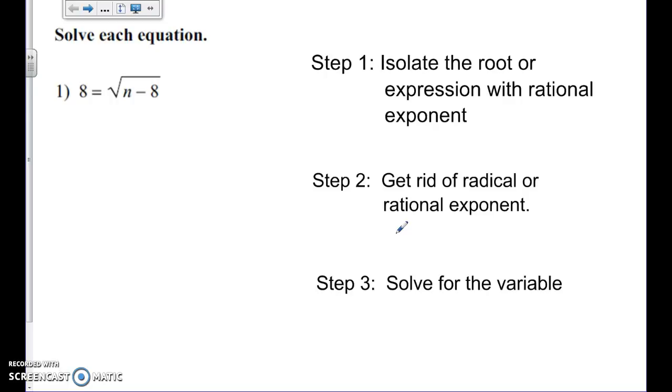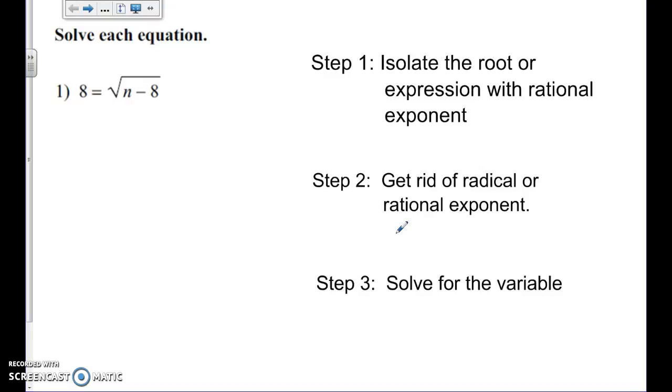So in this case, number 1, we have 8 equals the square root of n minus 8. And I want to find out what n equals that makes this equation true. Now I know we could play the game of guess and check and find it, but there is a way for us to solve this.